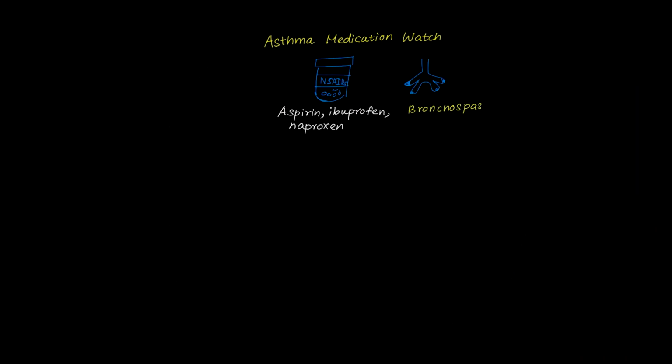This question tests medication safety for asthma patients. The concerning class is NSAIDs, the non-steroidal anti-inflammatory drugs like aspirin, ibuprofen, and naproxen. In some asthma patients, NSAIDs trigger severe bronchospasm through a prostaglandin pathway. The reaction can be fast and dangerous. Beta blockers for high blood pressure are another class to watch because they can narrow airways too.